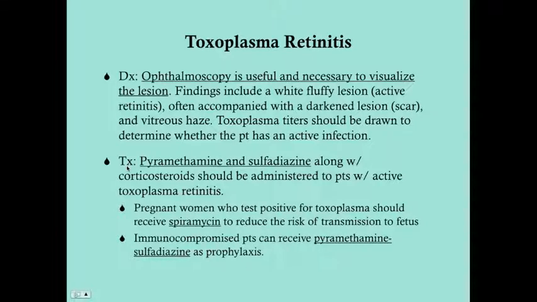For treatment, patients with acute toxoplasmosis are administered pyrimethamine and sulfadiazine. We'll also give them corticosteroids to reduce the inflammation. In addition to this, we also give them folinic acid. Pregnant women who test positive for toxoplasma, and we always test pregnant women when they are diagnosed as pregnant, we always test them for toxoplasma. If they have an acute toxoplasmosis, so if they have the IgM, we give them spiramycin to reduce transmission to the fetus. And then in immunocompromised patients, especially patients with HIV/AIDS, we will give them pyrimethamine sulfadiazine as prophylaxis. And this is also effective as prophylaxis against Pneumocystis jirovecii pneumonia.